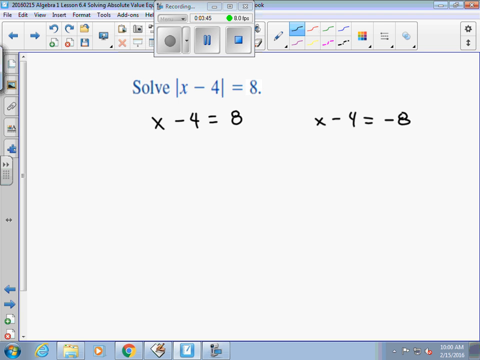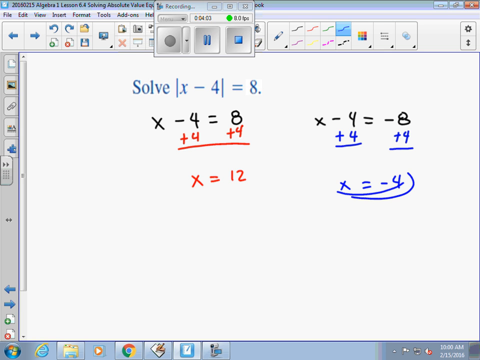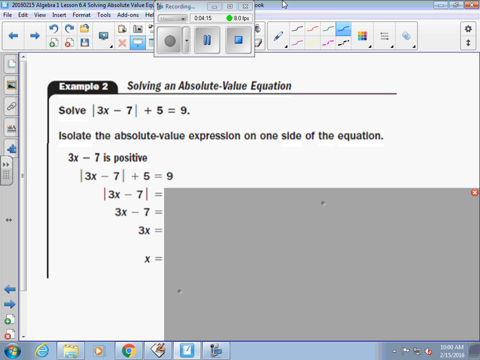You undo minus 4 by adding 4. You do it to both sides. So you get x's value is 12. That's one of the answers. Same step, you undo minus 4 by adding 4. Do it here. x is negative 4. So both answers, negative 4 and 12.